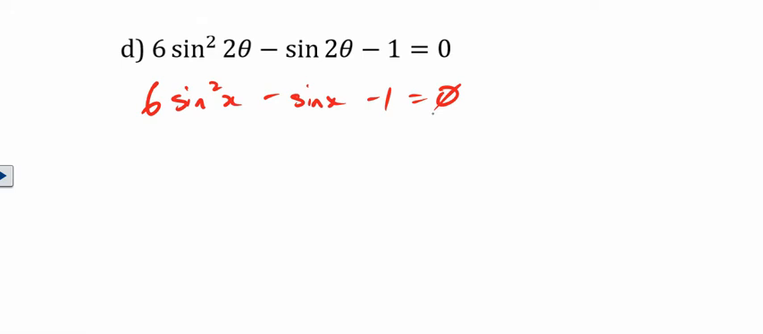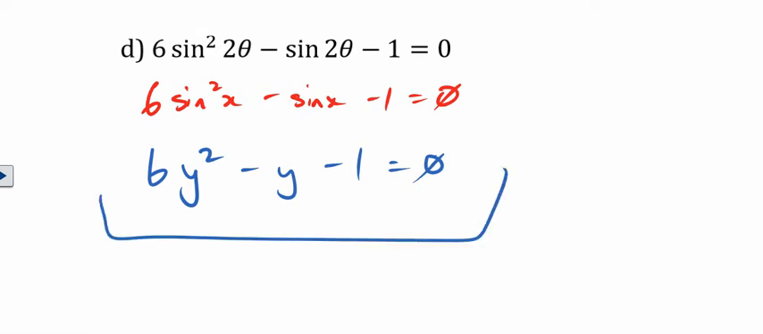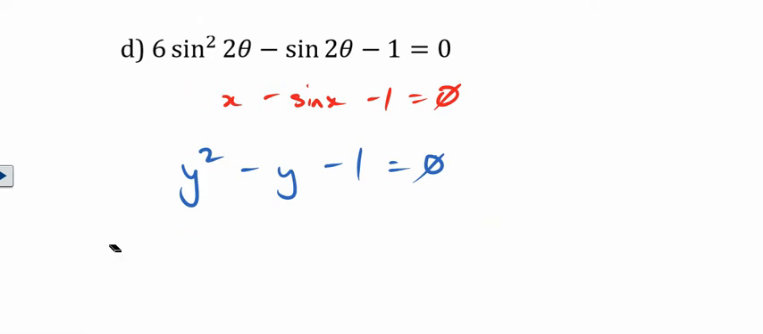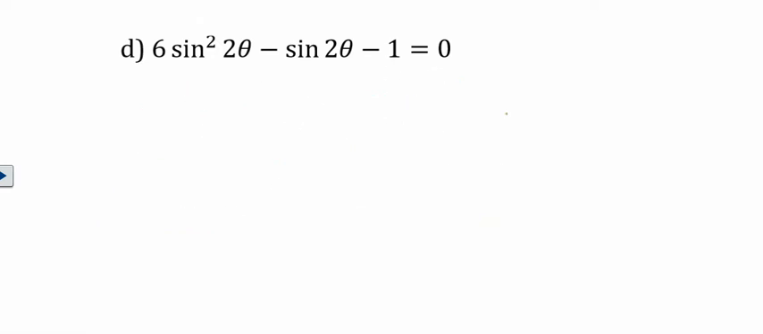But this is also like, do it in another color, 6y squared minus y minus 1. Right? So that's the thing. That's actually a quadratic, and that's the thing that we want to see if it's factorable. We factor it the same way, but instead of y, it's going to be sine x. But actually, instead of sine x, it's going to be sine 2x. Okay?